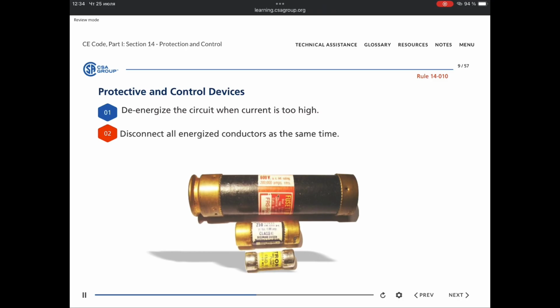Additionally, circuits and apparatus have a manually controlled device that will disconnect all the ungrounded and energized conductors at the same time. In situations where a voltage failure or a reduction in voltage could cause injury or fires, the code requires a device that will open the circuit when the voltage fails or drops below a safe operating level.